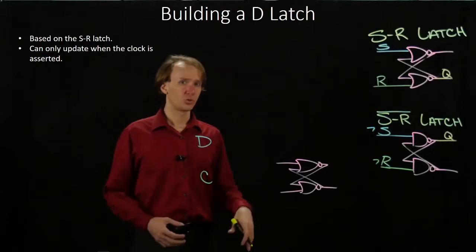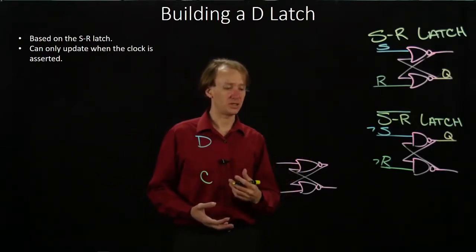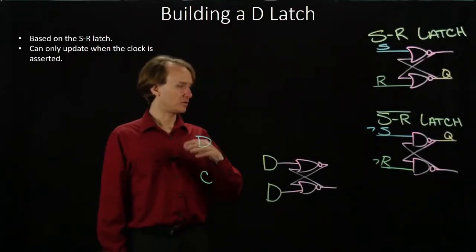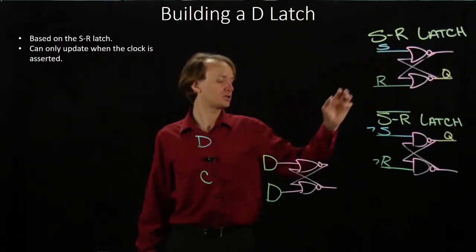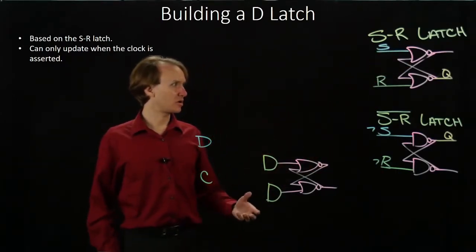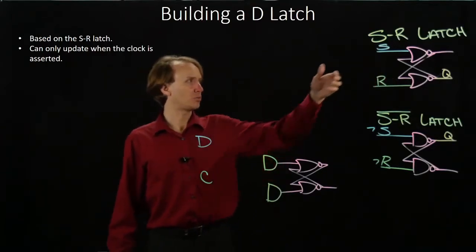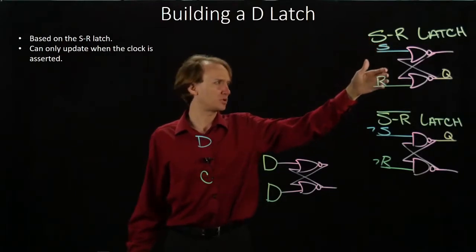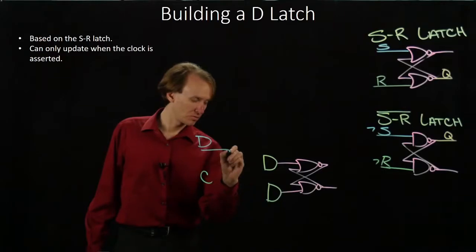For this D latch, we're just going to use a couple of AND gates to determine when we update the SR latch. When our data comes in, if it's a 1, then we'd like to set our SR latch. If it's a 0, then we want to reset it. So when it's 1, we want the 1 to come in on the set line. When it's 0, then we'd like to put a 1 on the reset line and 0 on the set line.